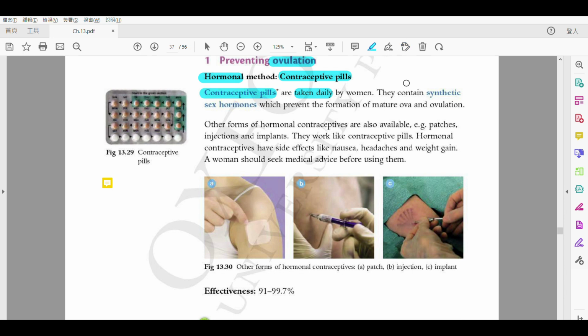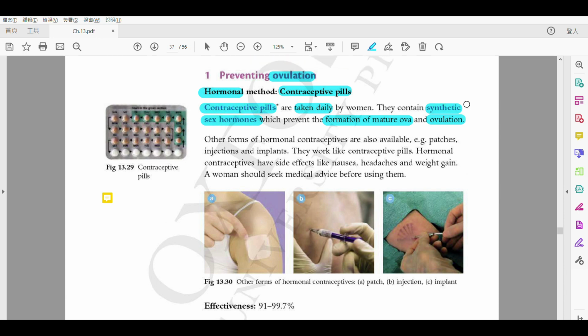That's all. So inside this contraceptive pill 喺一個嘅避孕丸入邊啦 there is this synthetic 即係代表人工製造嘅，得唔得? synthetic 嘅 sex hormones，OK? which prevents 就會防止咗啦 formation of 呢個 mature ovum. Therefore, no ovulation. OK? Therefore, 呢一個 method 就會係一個 hormonal method 嚟嘅。Alright?